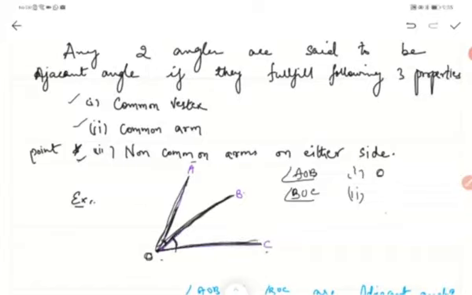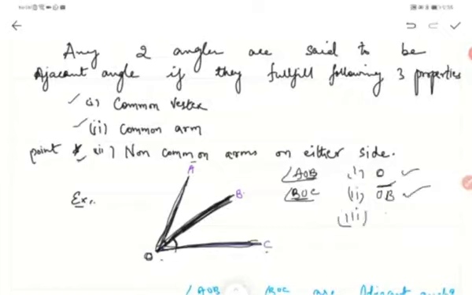So do you have a common arm between AOB and BOC? Yes, this is a common arm, isn't it? OB is a common arm. The second point is also fulfilled. What about the third point?